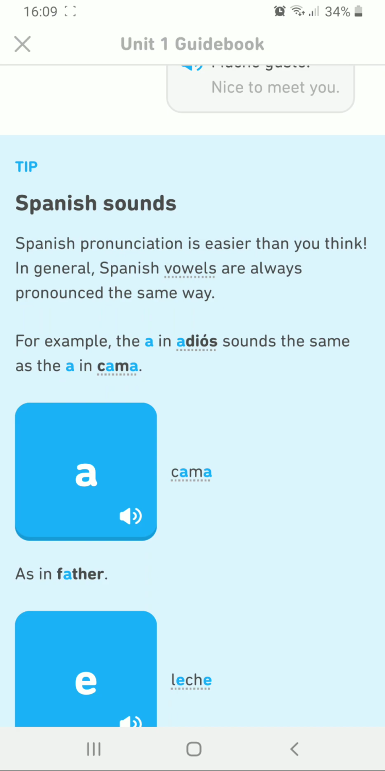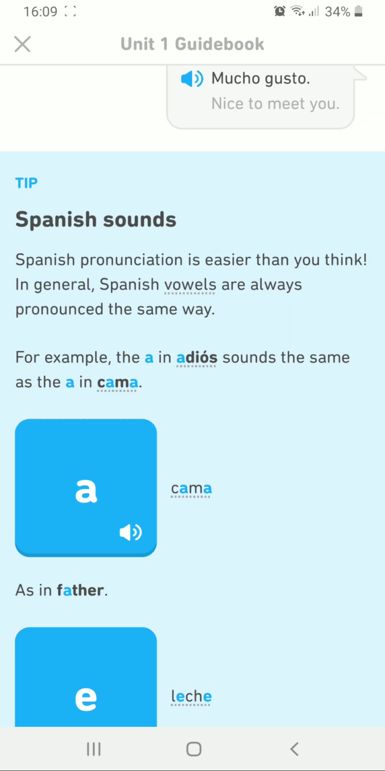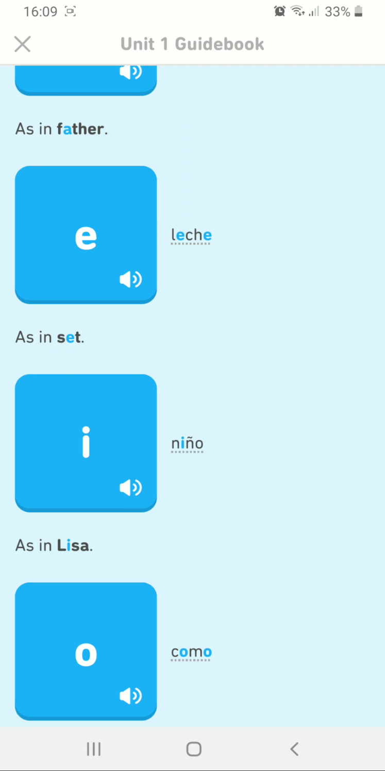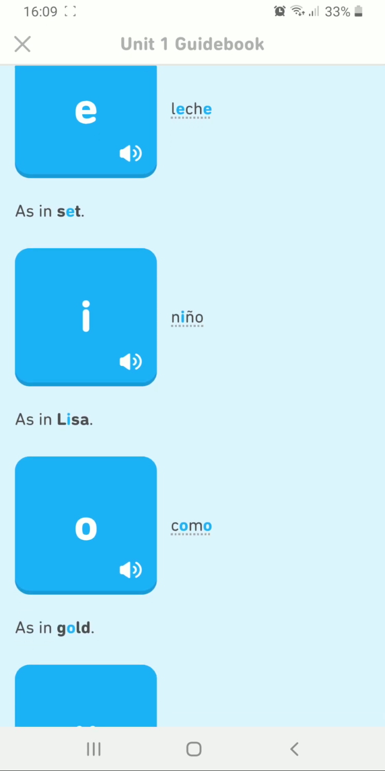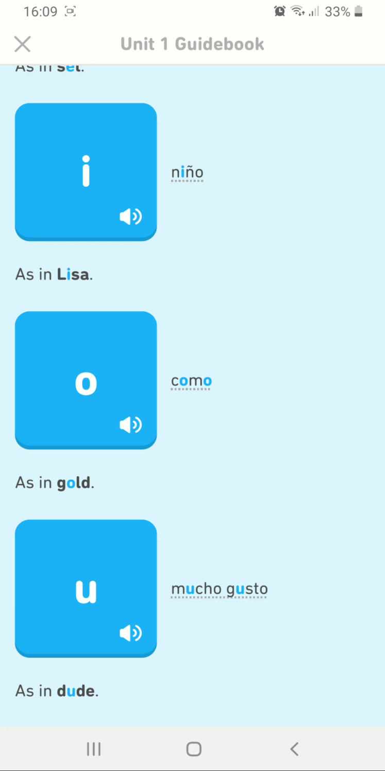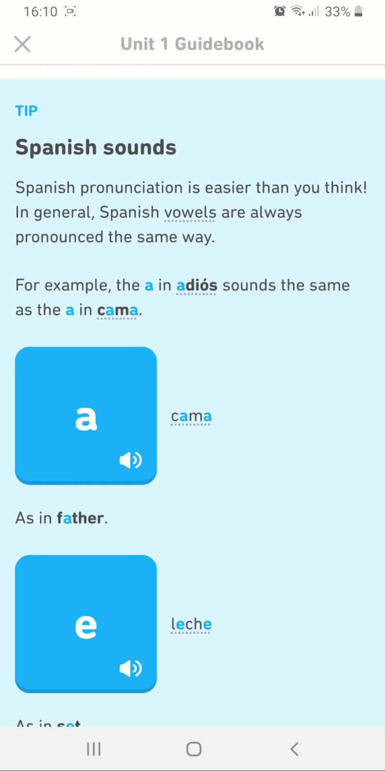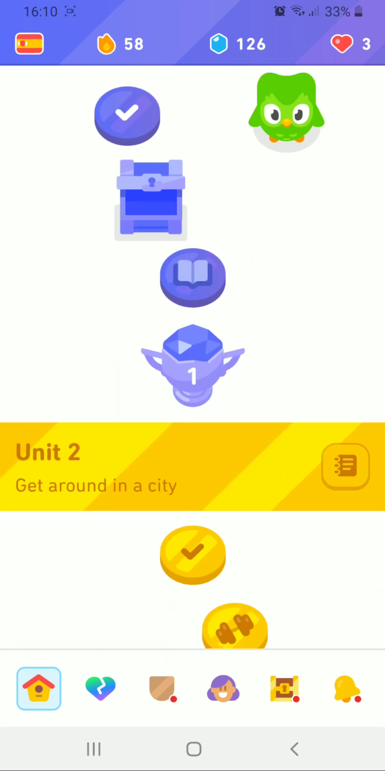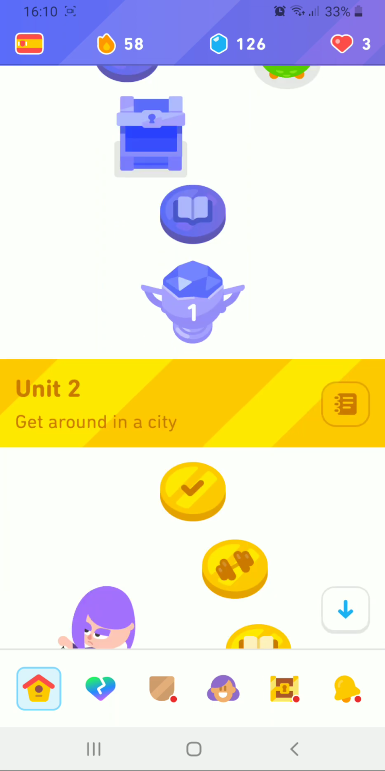Spanish sounds. So we have different vowels here, and you see how they sound approximately. So A, E, I, O. Mucho gusto. Okay, so nothing really interesting here because we have already seen all these things, and now we have unit 2.